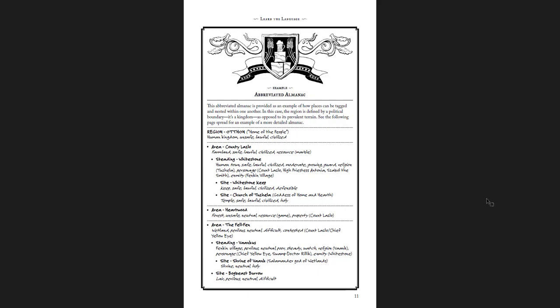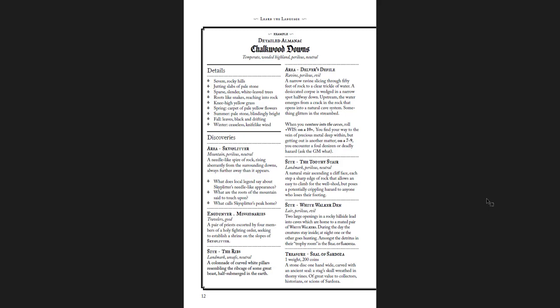This would be great. And again, if you're trying to give other people your own settings, this would be a great format to follow. You just do this for like 10 different regions and you have an entire world or continent or kingdom developed. That'd be awesome. Great, simple system. Here is a more detailed almanac with more detailed areas and things going on there.